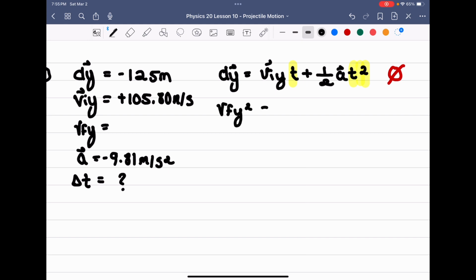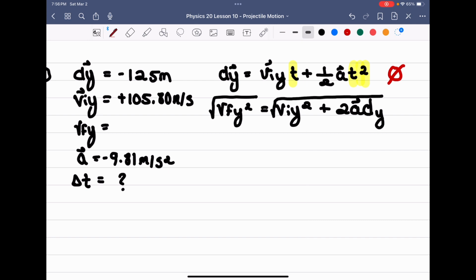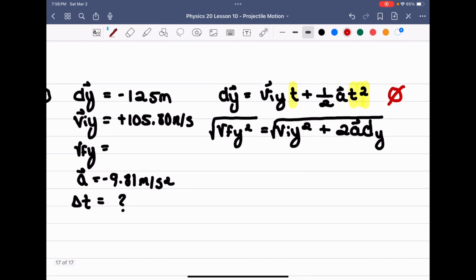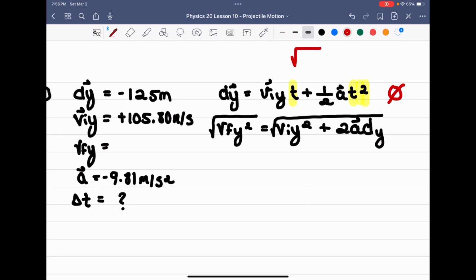VFy squared is equal to VIy squared plus 2 times the acceleration times the displacement of y. So I'm going to put this as dy. Okay. Now, what we need to realize is that the reason this doesn't have vector symbols is because when I square root it, like I'm going to do in just a second here, I square root both sides. A square root always leaves me with a logical decision, and I'm going to write it maybe on the top of the page. If I square root, I can make this either positive or negative.